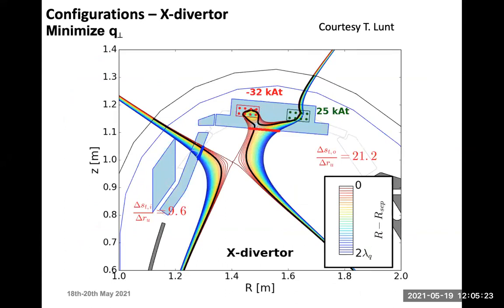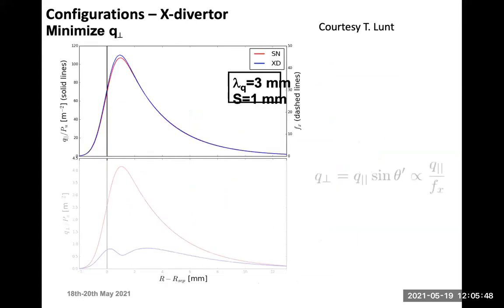The X divertor is a concept where there is a second null point, which is behind the position where the field lines intersect the target. This is the X divertor. The consequence is that the impact angle along this target plate is very shallow. The red cross is where the second X point is.